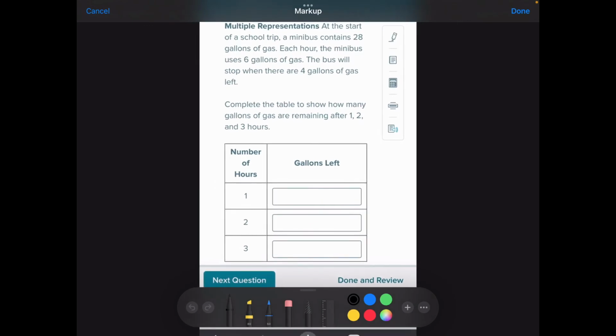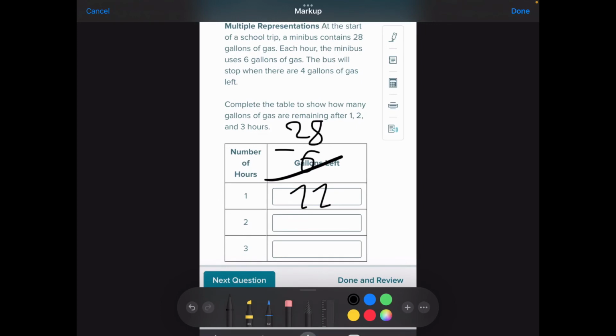It tells us up top that the minibus has 28 gallons of gas to start. 28 gallons to start. And every hour, the minibus uses 6 gallons of gas. So if it starts with 28 and it uses 6 gallons of gas every hour, how much will be remaining in the tank after the first hour has passed? Well, I'm going to do 28 minus 6. That's going to give me 22.